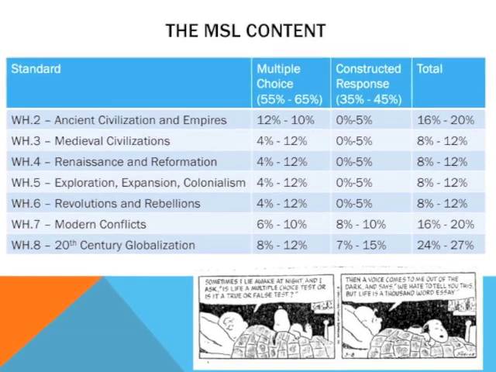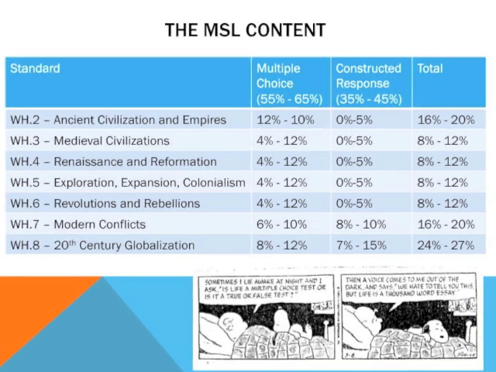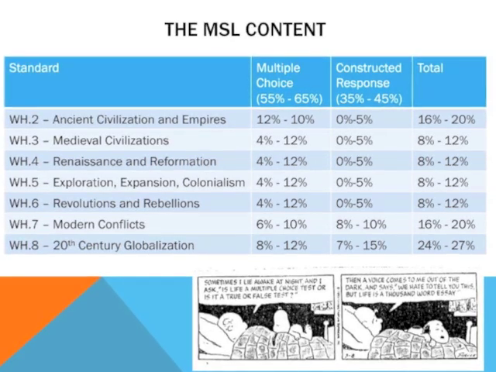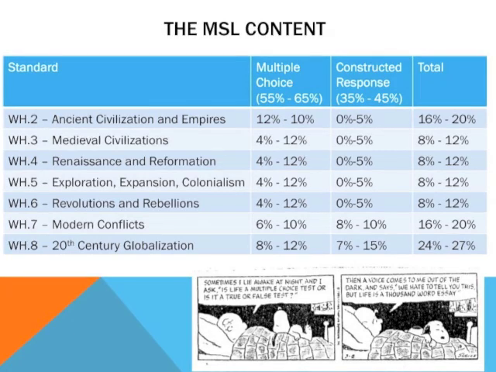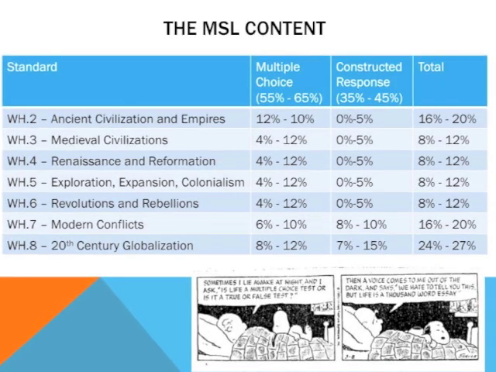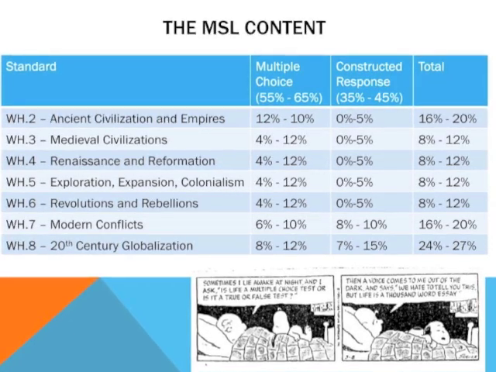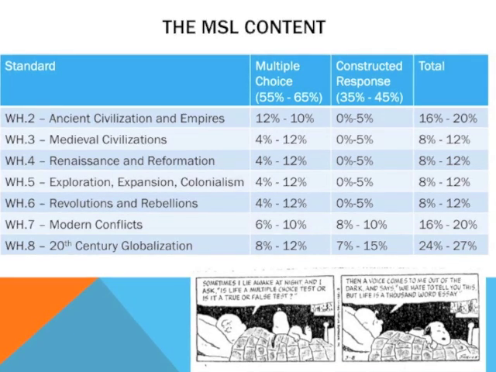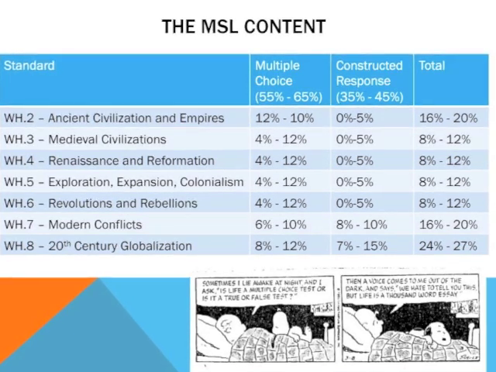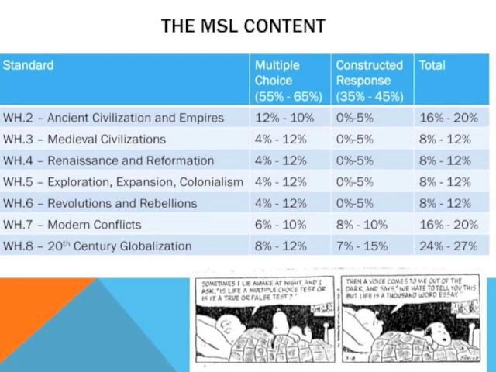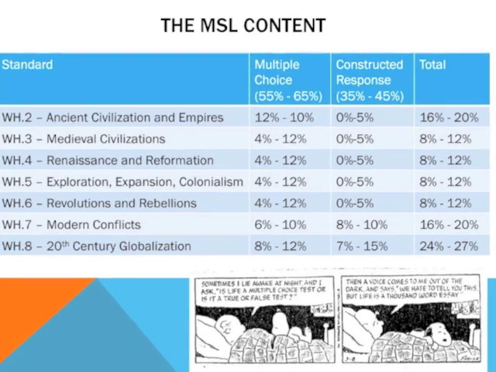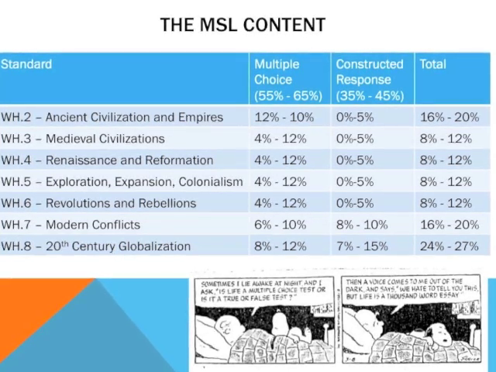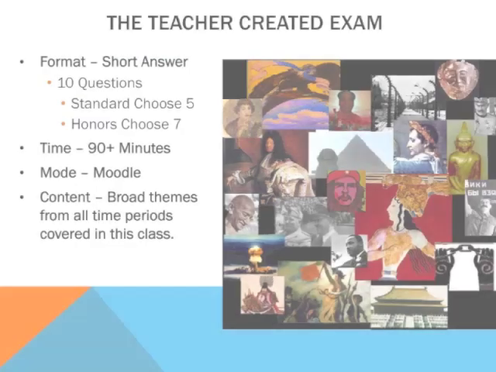And I'm not going to go through this. You can read over it. You can look over it. This just gives you sort of the breakdown of which standards are most important on the test. You'll see that the ancient civilizations are very important. The things in the middle are moderately important, and then the more modern and 20th century stuff is also very, very important, which is good because that's the stuff we've covered most recently and you should be most familiar with.